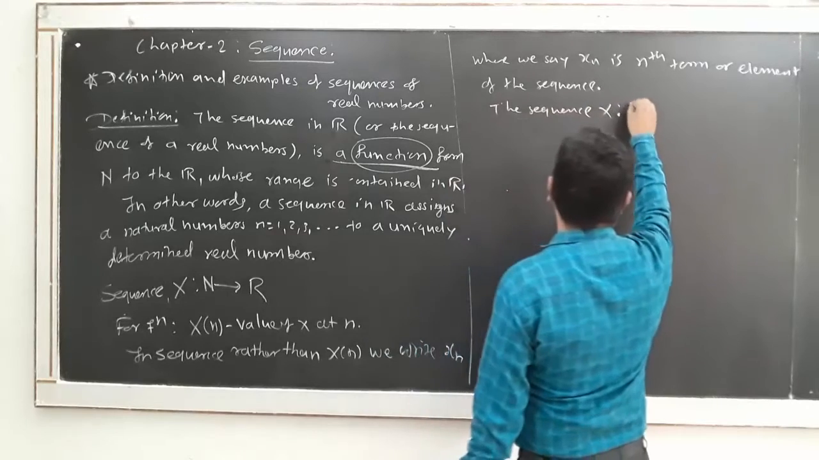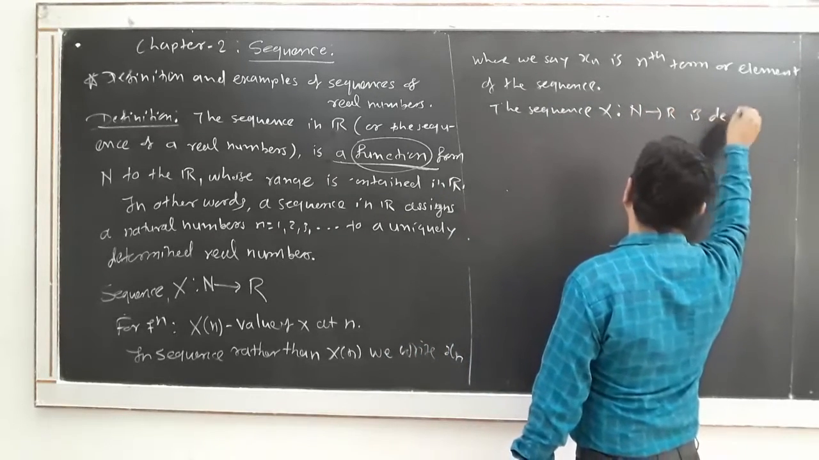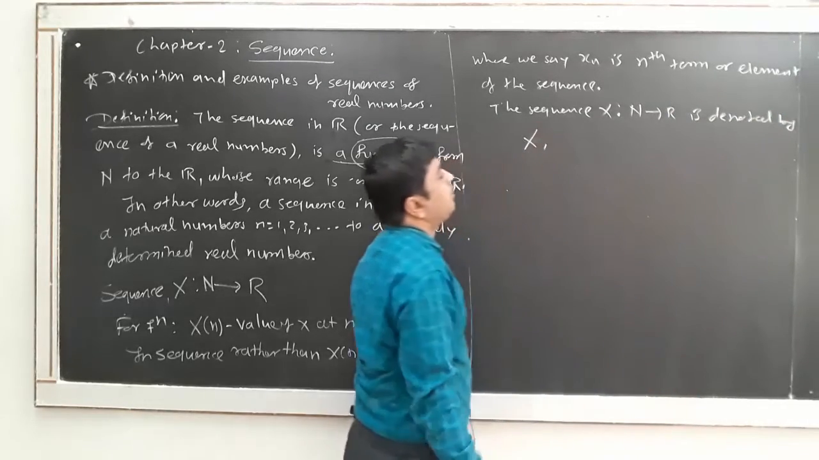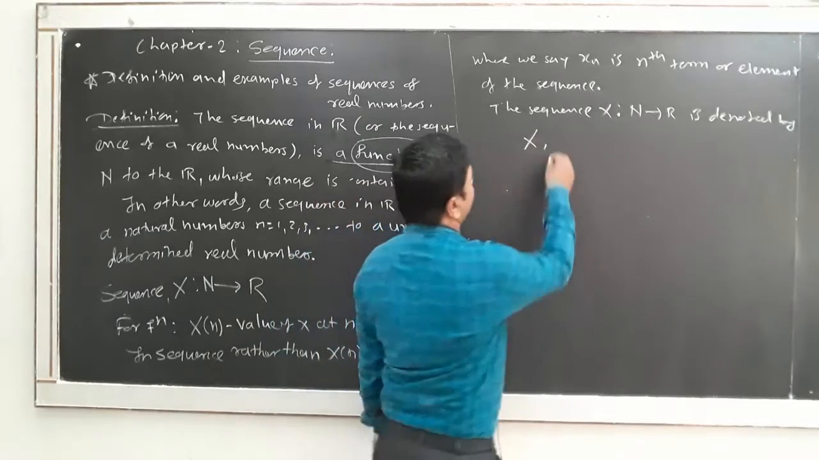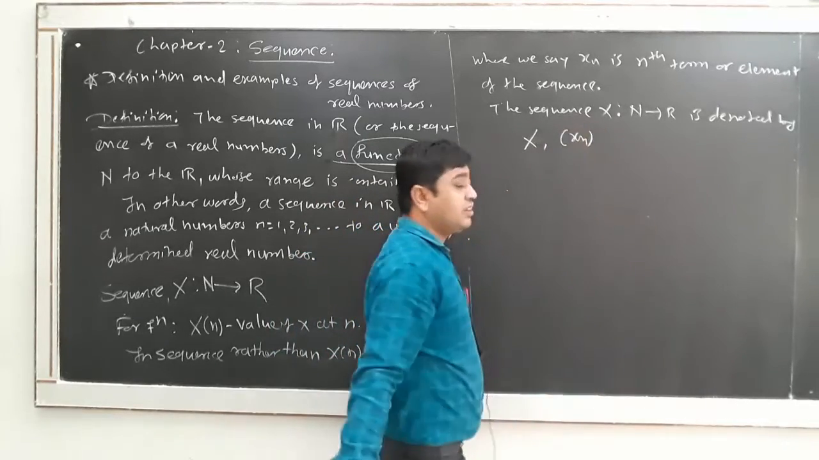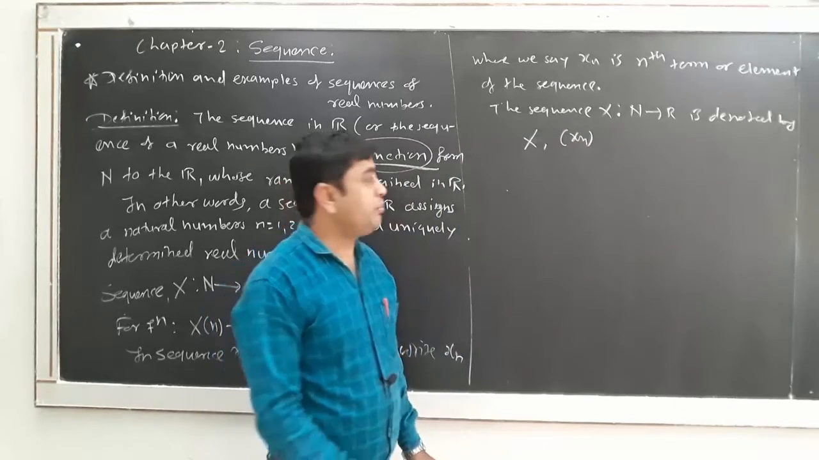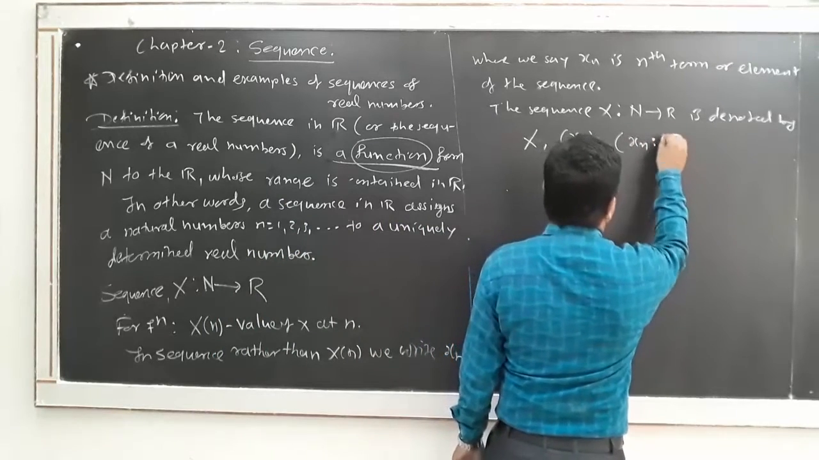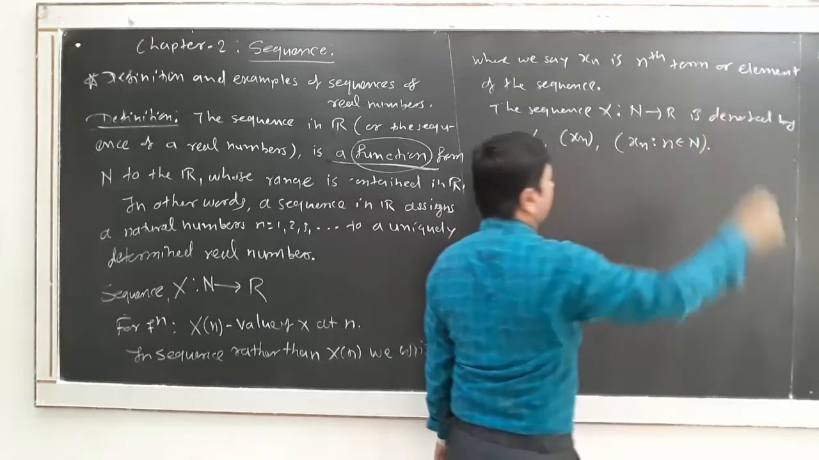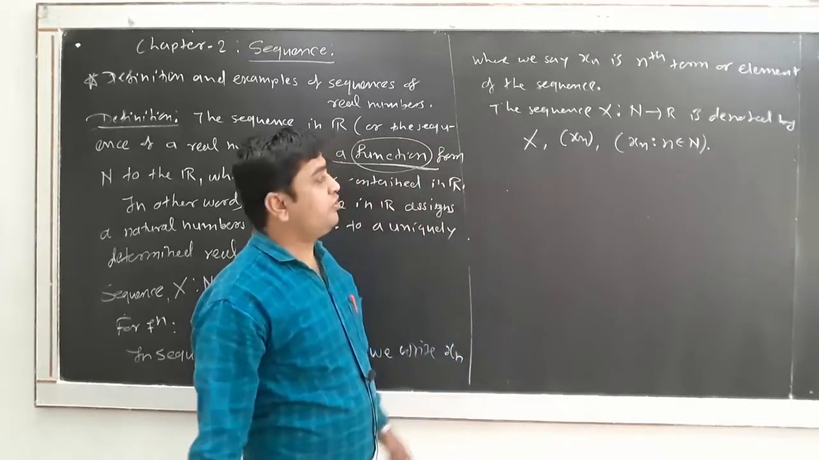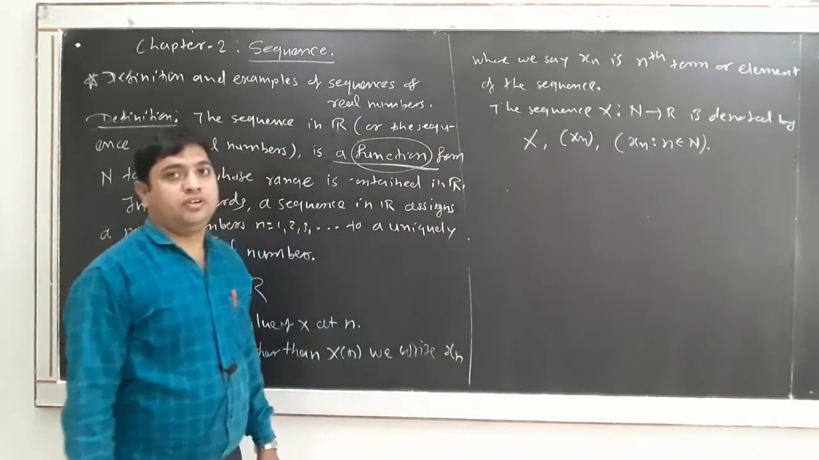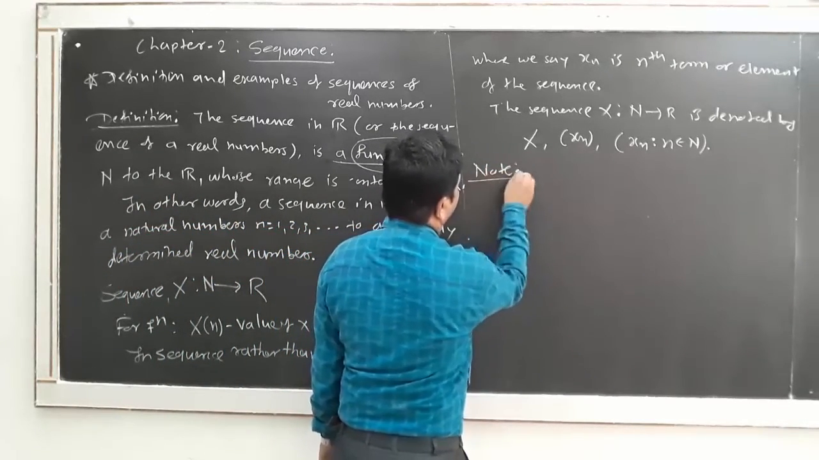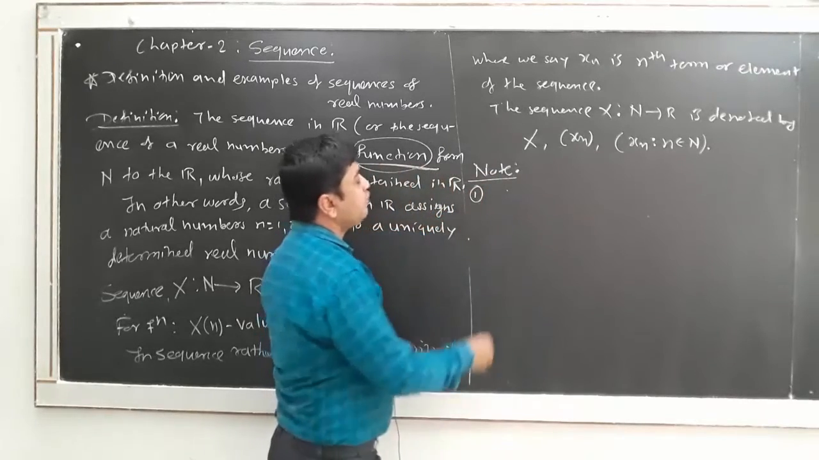X from N to R is denoted by x. Simply x you can write, or you can write (x_n) in parentheses, or you can write x_n where n belongs to the natural numbers. So this is the simple notation of the sequence. Here we can write a note. What is this parenthesis?